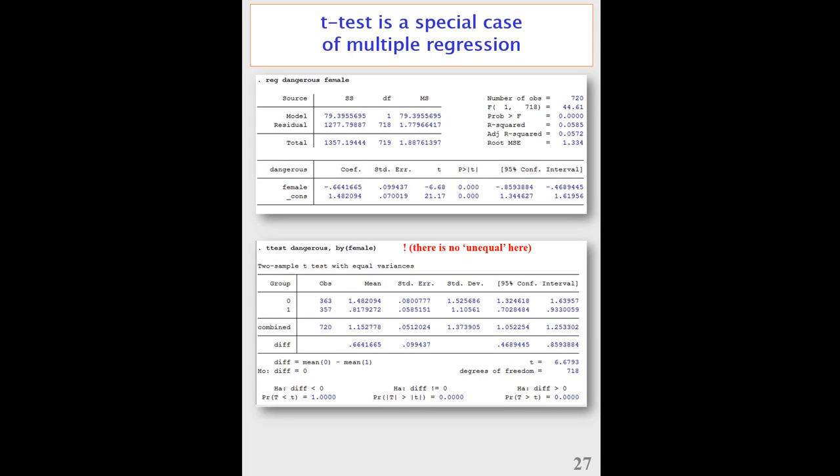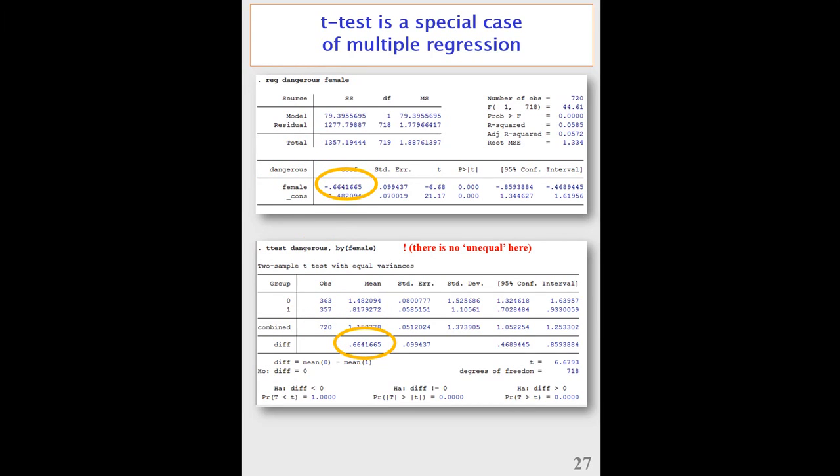T-test is a special case of multiple regression. There I'm regressing dangerous on female. I got that minus 0.66 and at 1.48 again. I could have done that as well using a t-test, as long as I abstract away here from the stuff that we need to test, so normality for both groups and stuff like that. If I would type here t-test dangerous by female, then you'll see, I think I have that, yeah.